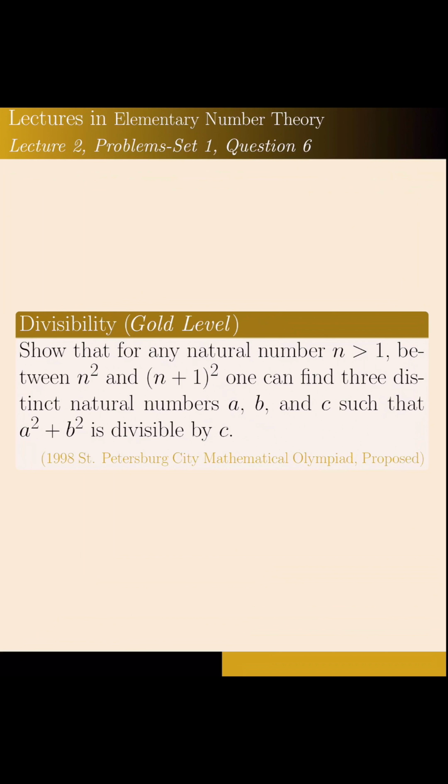Hello, in this video I'm going to solve question 6, Problem Set 1, Lecture 2, Lectures in Elementary Number Theory. Show that for any natural number n greater than 1, between n squared and (n plus 1) squared, one can find three distinct natural numbers a, b, and c, such that a squared plus b squared is divisible by c. Pause the video at this point and give it a try.